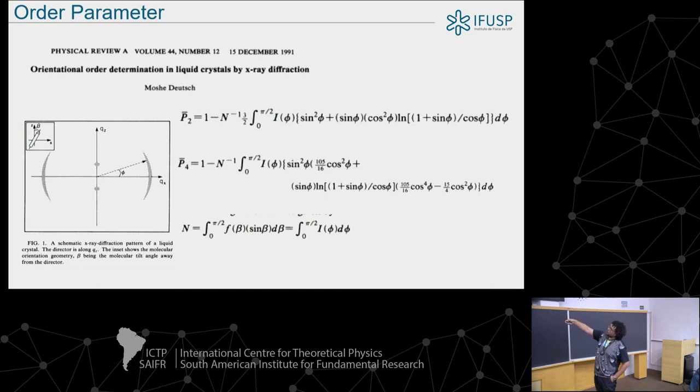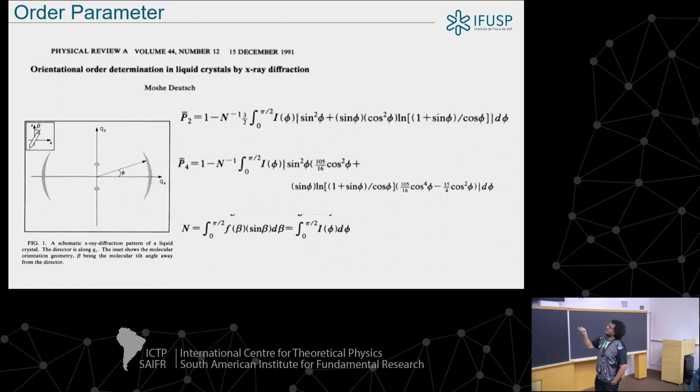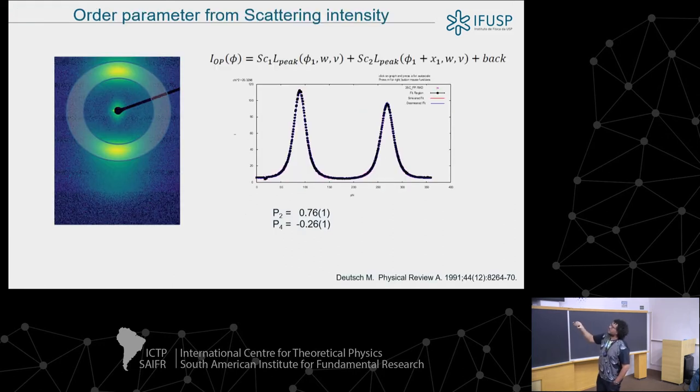This integration gives you some indications on the orientational function that may drive or indicate your liquid crystal. And in the article, he shows the mathematical indication that, in short, allows you to obtain the second order parameter and the fourth order parameter from the scattering data. Applying this to some of the liquid crystal data that we have, we can model this using simple peak functions and applying these integrals. You can have some numbers or indications for the second and fourth moments of the order parameter.